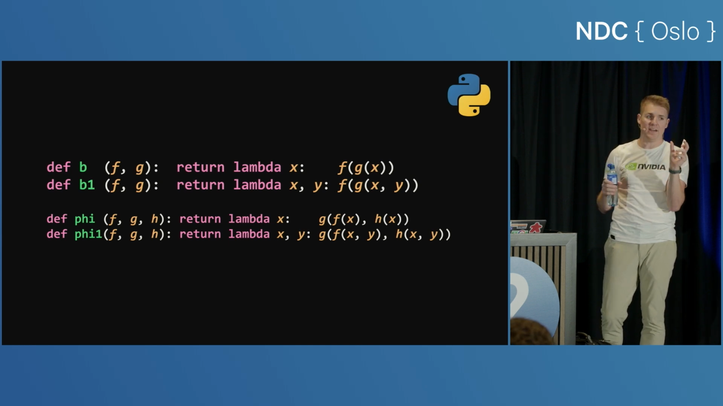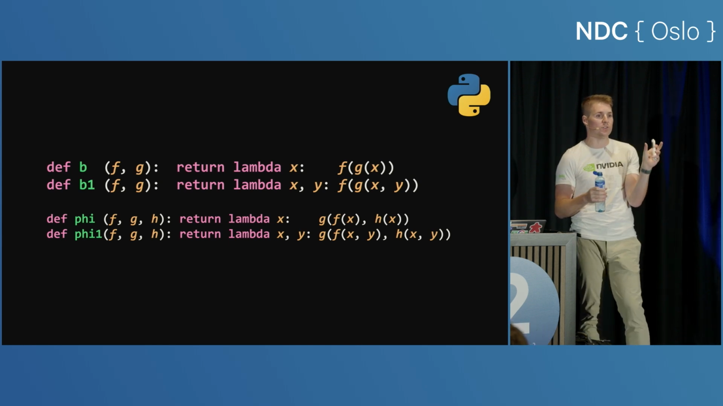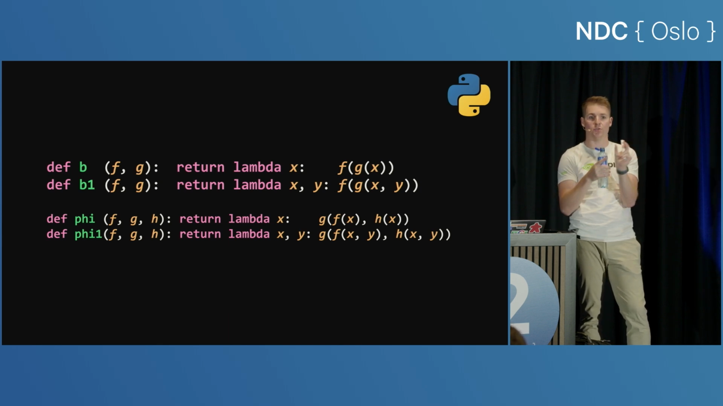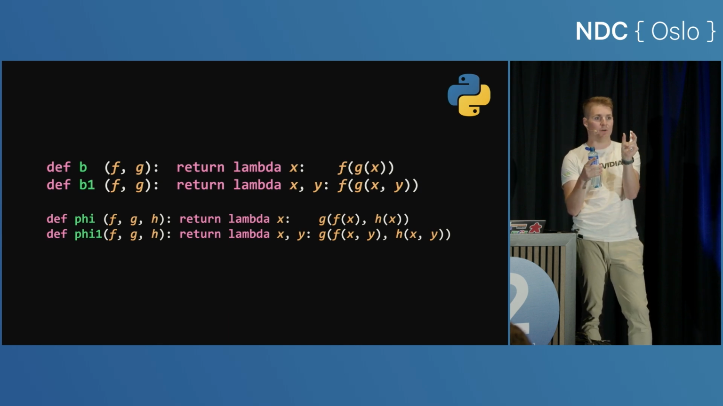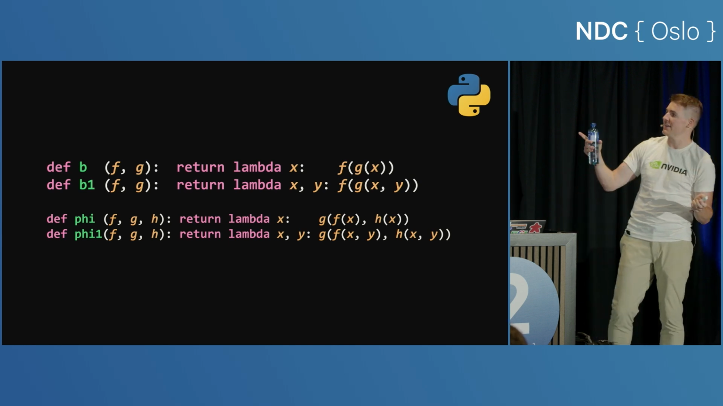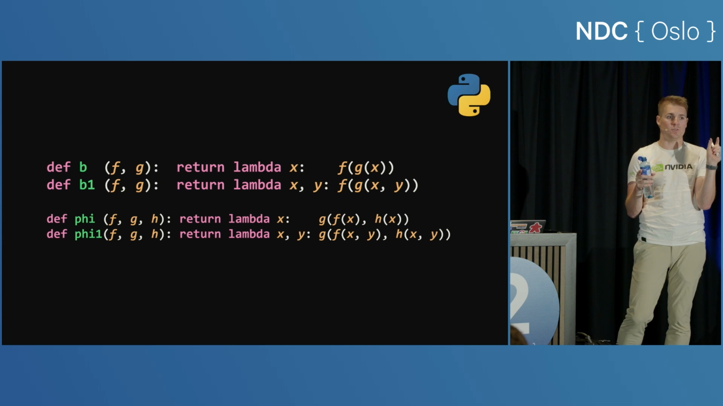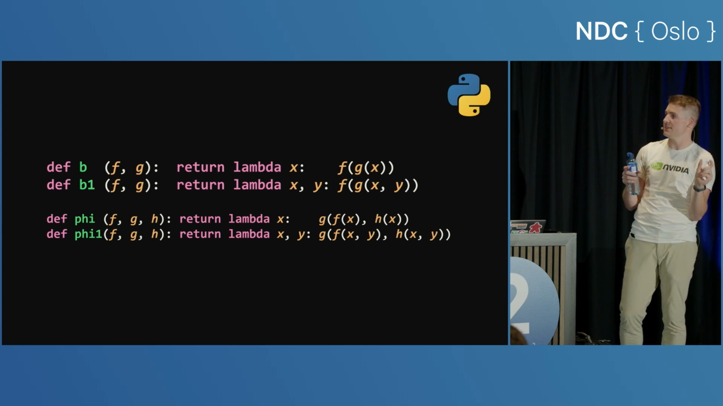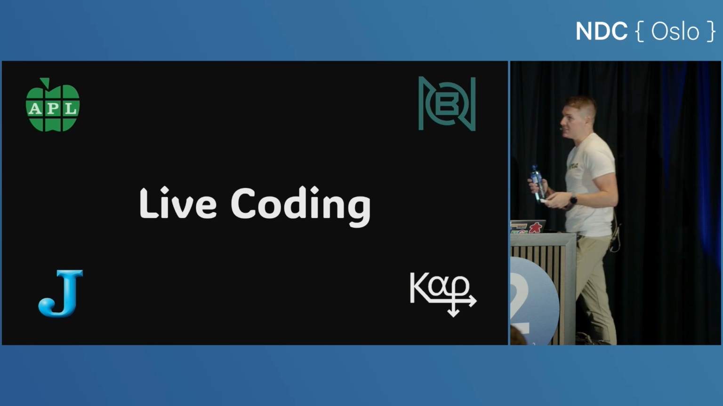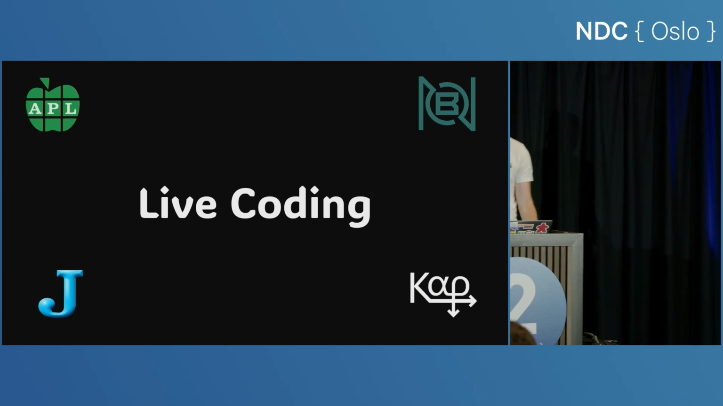But basically, phi, you have a binary function and two unary functions. So it's similar to psi, where we applied a unary operation to two different arguments, and then the binary operation afterwards. Phi has two different unary operations and applies them to the same argument. Then you have two results, and you pass those along to the binary operation. And the phi1 has the same pattern, but instead of applying it to a single argument, it applies the f and h to two arguments. So I believe this brings us to the live coding portion of this talk.